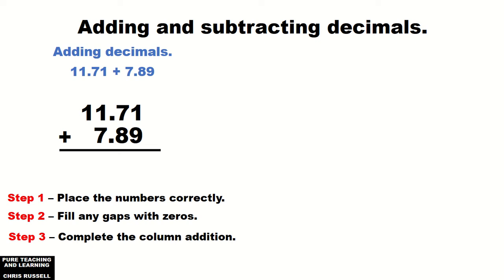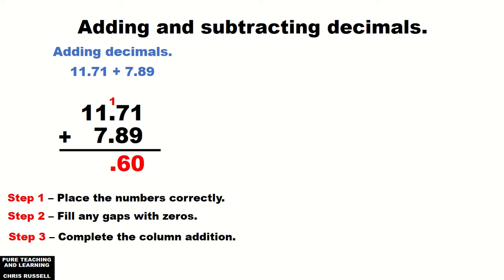So 1 add 9 in the hundredths column equals 10 hundredths, so we have to carry the 1 over to the tenths column. So we place the 0 down in the hundredths column and we move the 1 over to the tenths column. So 1 add 7 add 8, we get 16 tenths. So we have placed the 6 in the tenths column and we carry the 1 over to the units column.